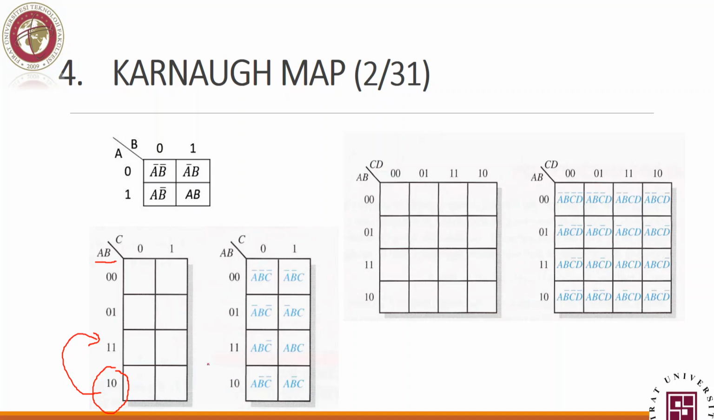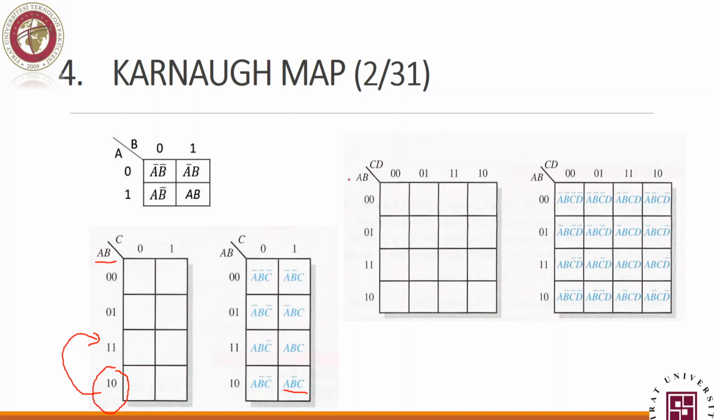Let's just take this one. 1, 1, 1. That is A, B, C. Why? It is in uncomplemented state. 1, 1, 1. A, B, C. Take this one. 1, 0, 1. That is A, B bar, C. A, B bar, C. The same thing goes to 4 variables.